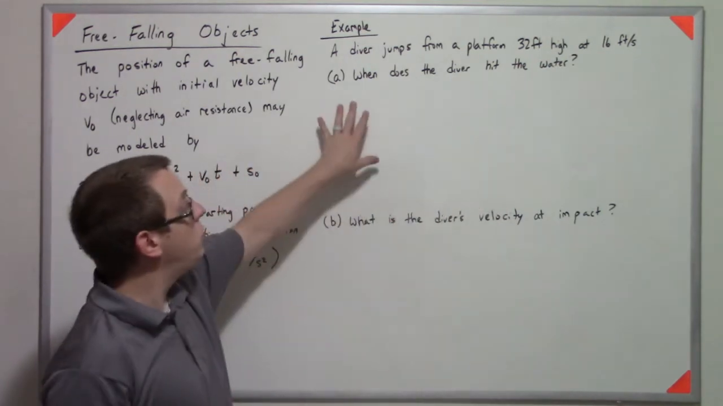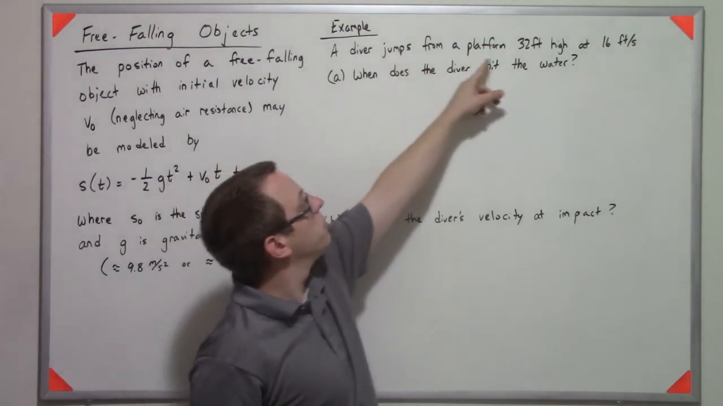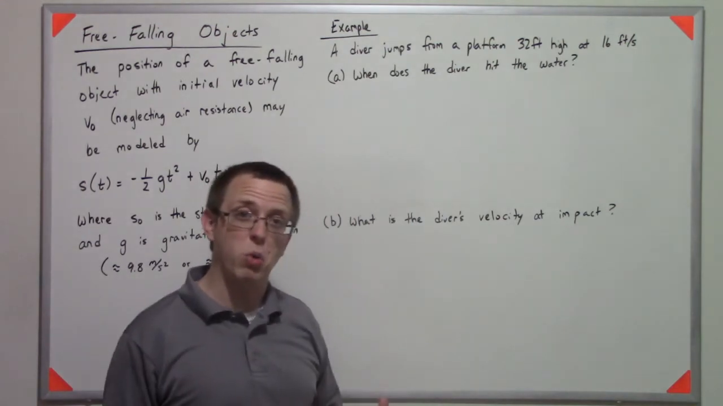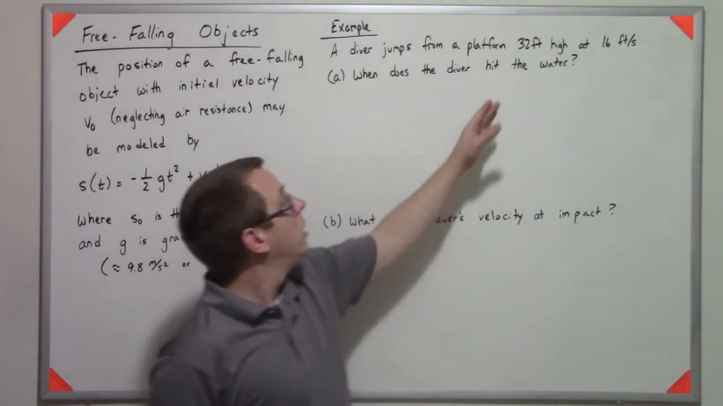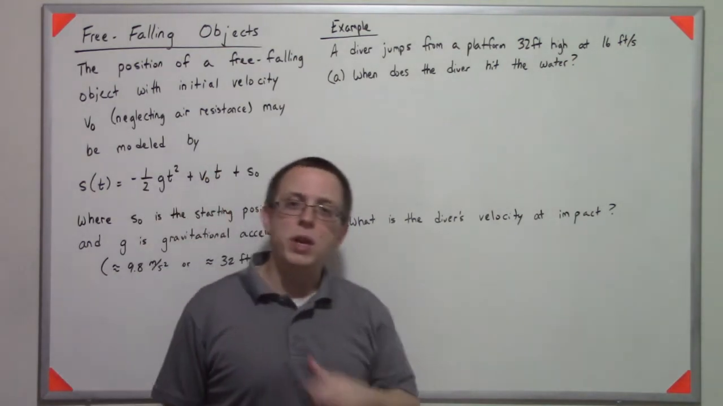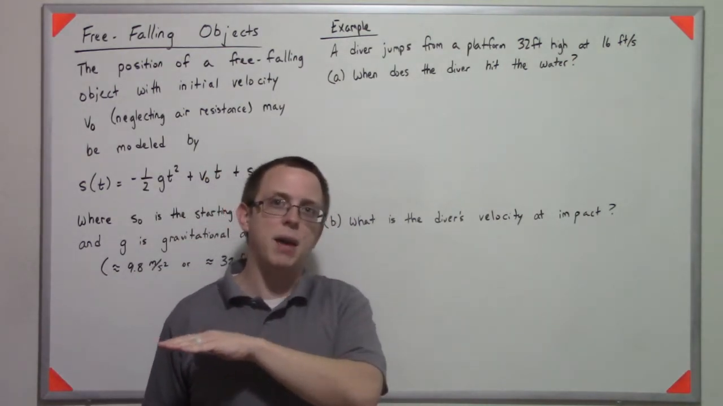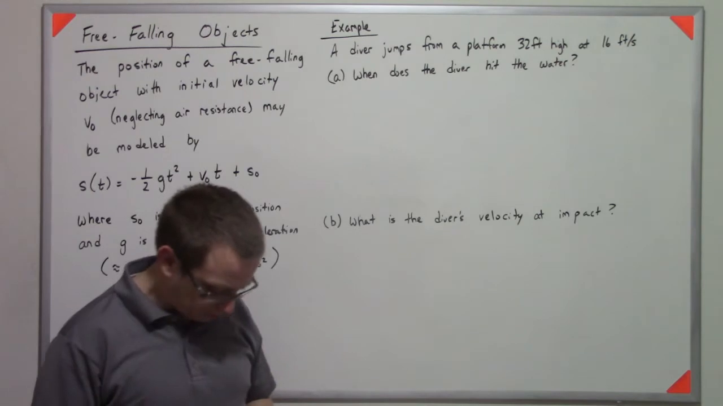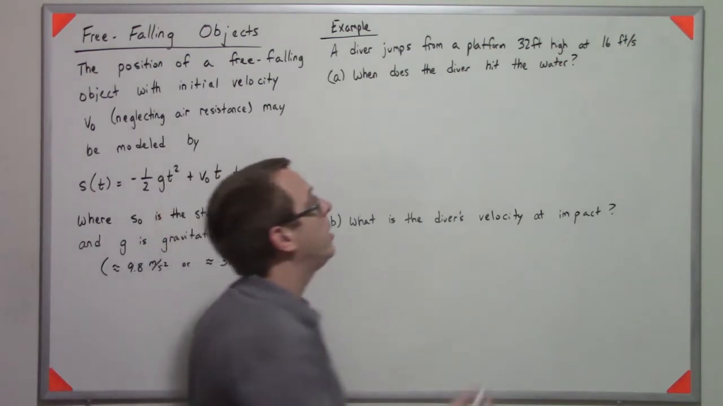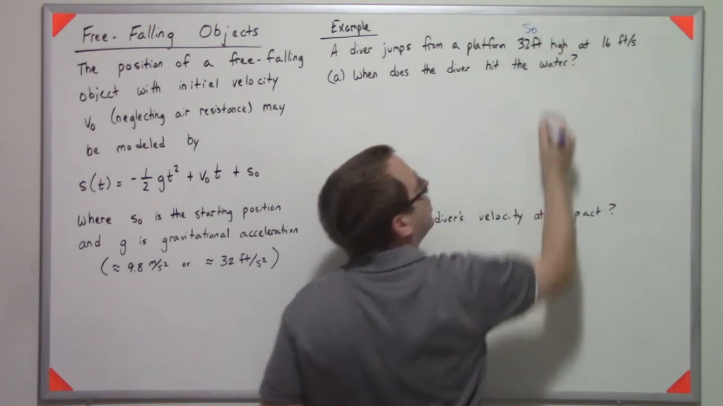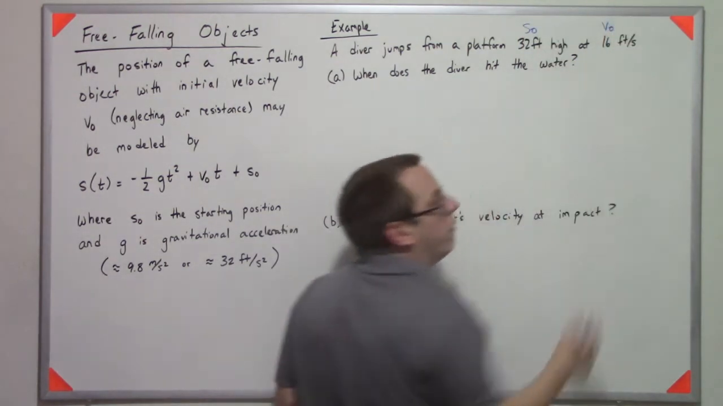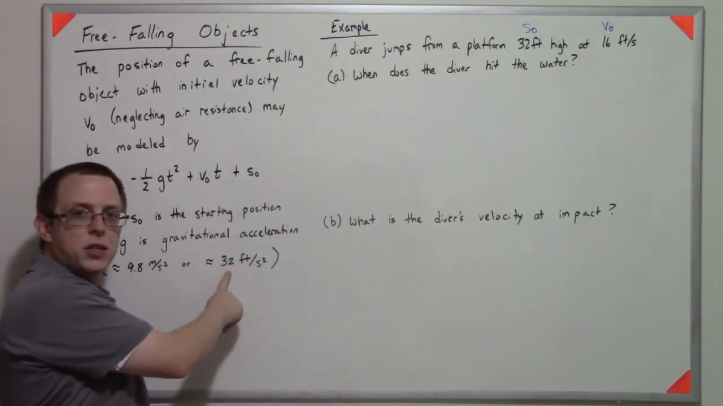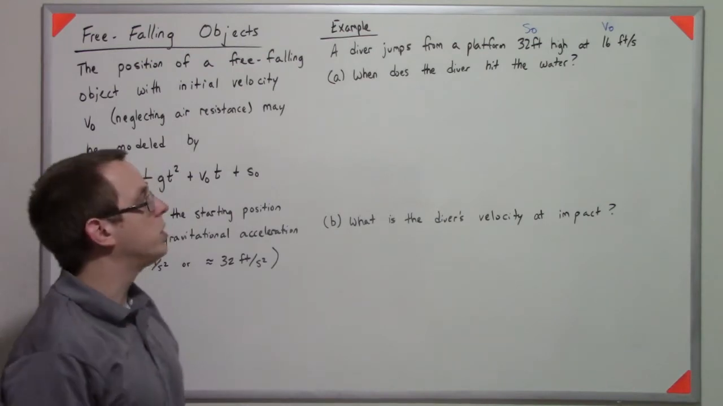So anyway, we have a case where a diver jumps from a platform 32 feet high, and he's doing it at 16 feet per second. So he launches pretty forcefully. We want to find when he hits the water. When he hits the water, that's going to be at position 0, a height of 0, because he's 32 feet above the water. So my initial position is 32 feet and my initial velocity is 16. And since those are feet, it makes sense to use the imperial 32 feet per second squared.